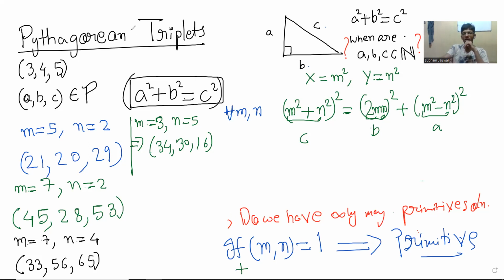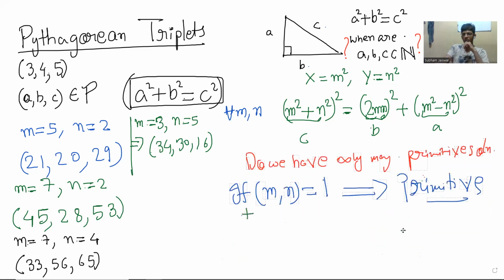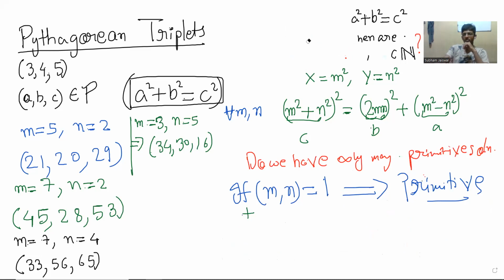Now the question is, how do we get primitive solutions? Then we can answer if we get infinitely many primitive solutions. So how do you ensure that this is primitive? How do we ensure that A and B are coprime? Notice that you only need to ensure that A and B don't have a common factor, because if A and B have a common factor, then they will also have a common factor with C because of the equation. So you just need to ensure that A and B are coprime.